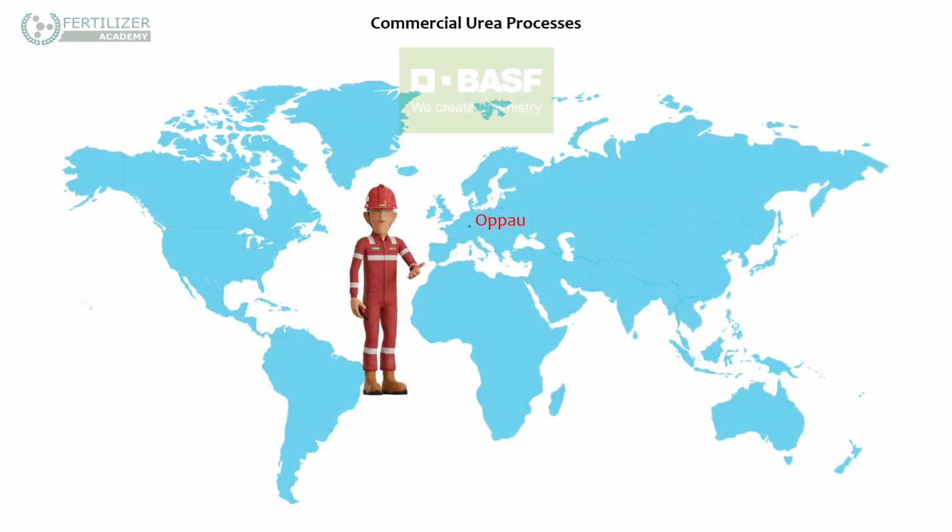Lesson 3. Commercial urea processes. In this lesson, we review the evolution of industrial urea plant designs and compare the main commercial process concepts. The lesson explains why modern urea plants are designed according to their current process principles.